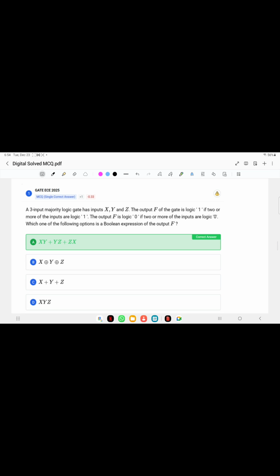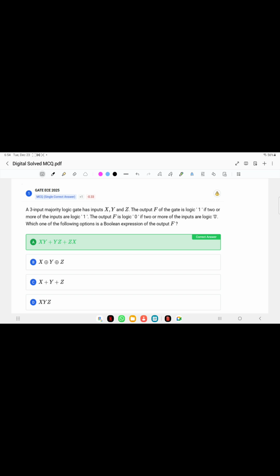The next question is, a 3-input majority logic gate has inputs x, y and z. The output f of the gate is logic 1 if 2 or more of the inputs are logic 1. The output of f is logic 0 if 2 or more of the inputs are logic 0. Which one of the following options is a Boolean expression for the output f? They have given a consideration, and for this requirement we have to frame the output.